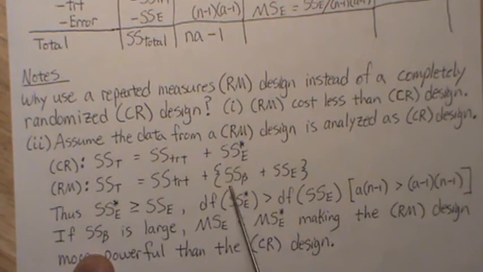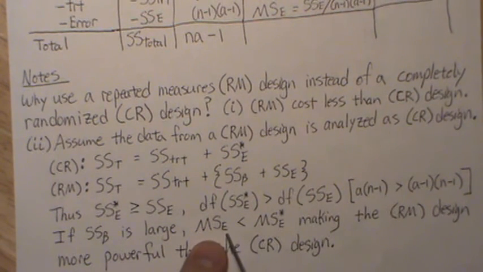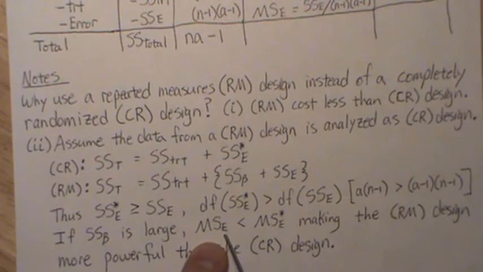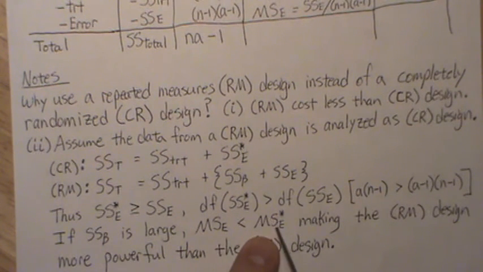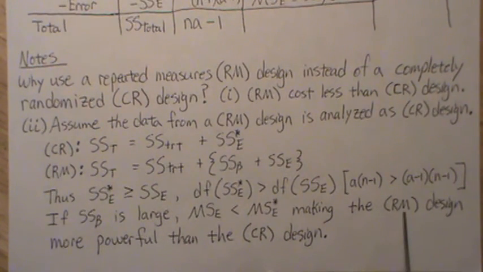But if the sum of squares between subjects is large, then the mean squared error in the repeated measures design is smaller than the mean squared error for the completely randomized design, making the repeated measures design much more powerful than the completely randomized design. And that's one approach and one reason why we want to use the repeated measures design.